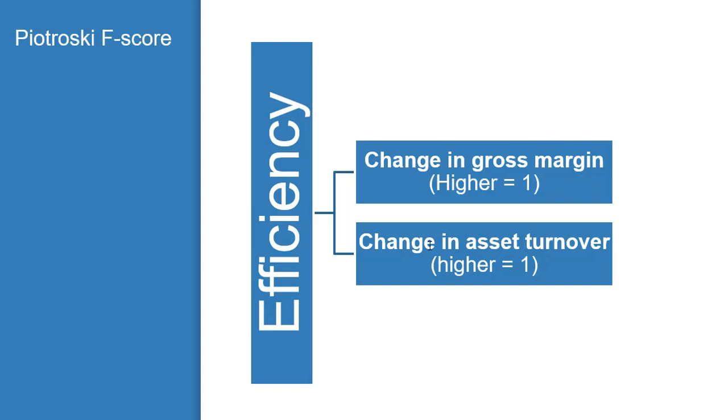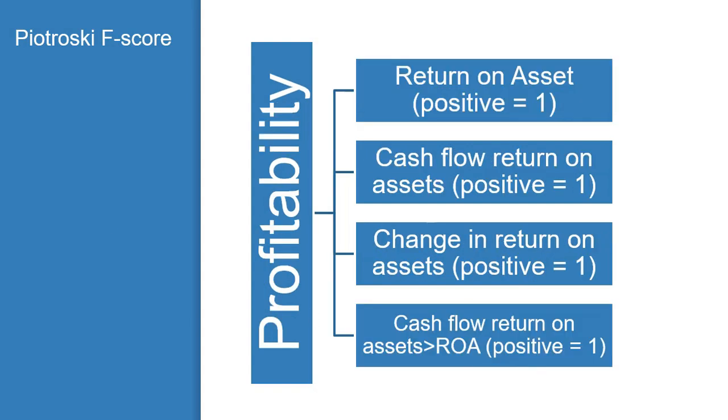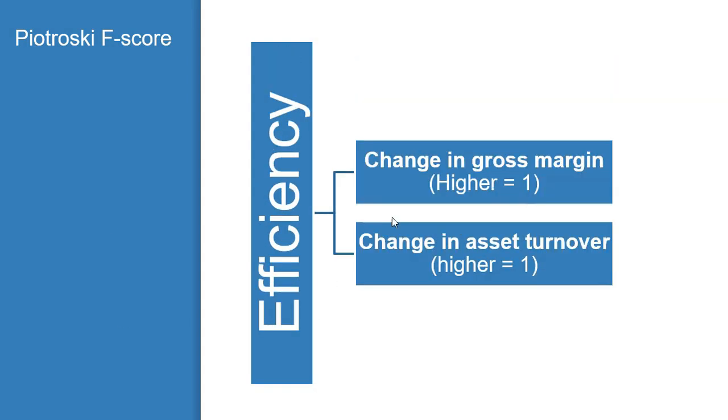Also here, change in asset turnover. We're looking at whether they can either increase their sales with the same amount of assets, or reduce their assets and have more sales. So we're looking at whether the total amount of asset turnover is getting better. If so, they can score 1 point here. So that is potentially 4 points, 3 points, and 2 points, and that equals 9 points altogether.